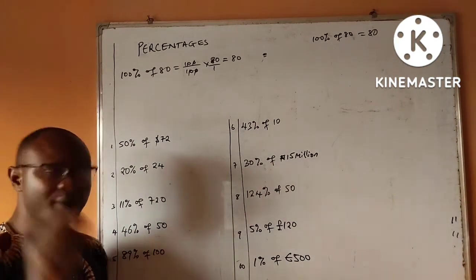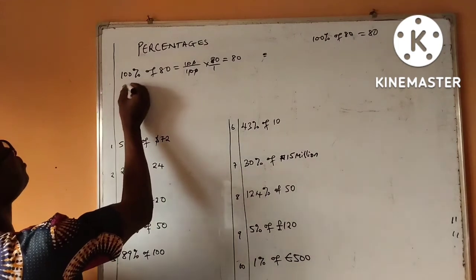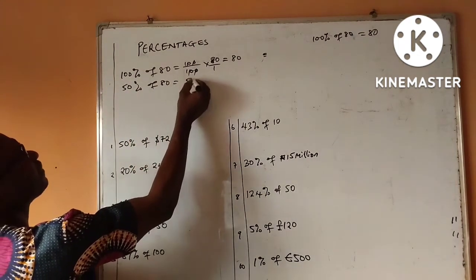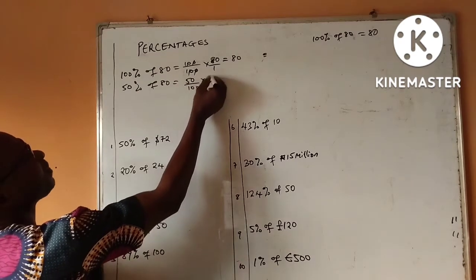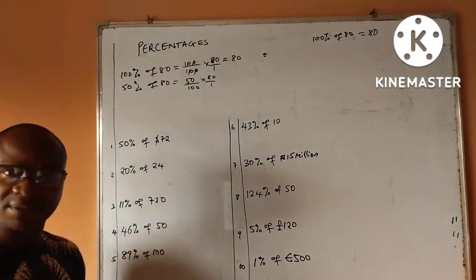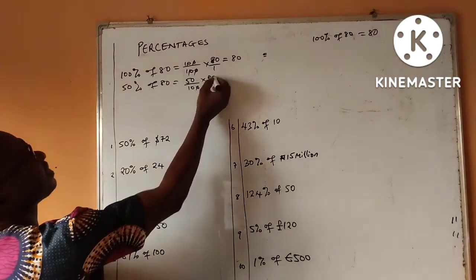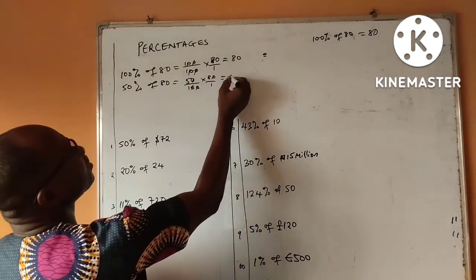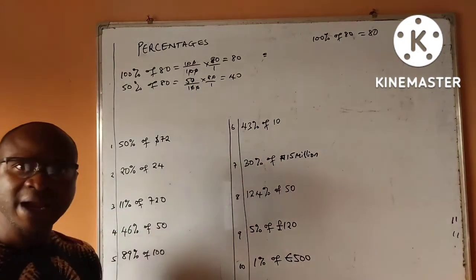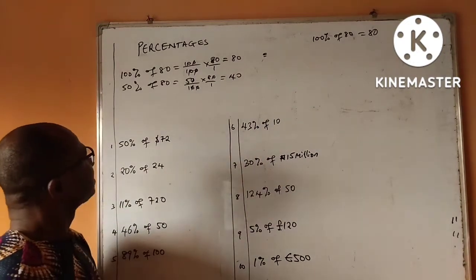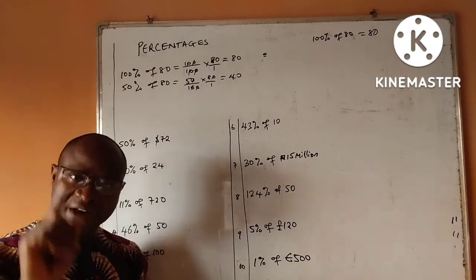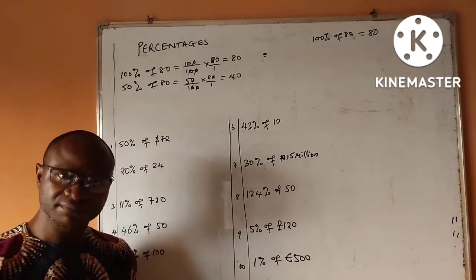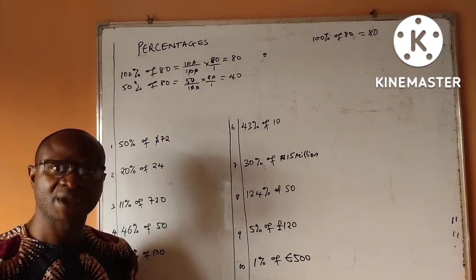Simple. Number 2, if I want to do 50% of 80, this is 50 over 100 multiplied by 80 over 1. If I solve this, 0 cancels 0, 0 cancels 0. 5 times 80 is going to give me 40. Let us put it like this, that 50% of any number is half of that number. So 50% of 50 is 25.